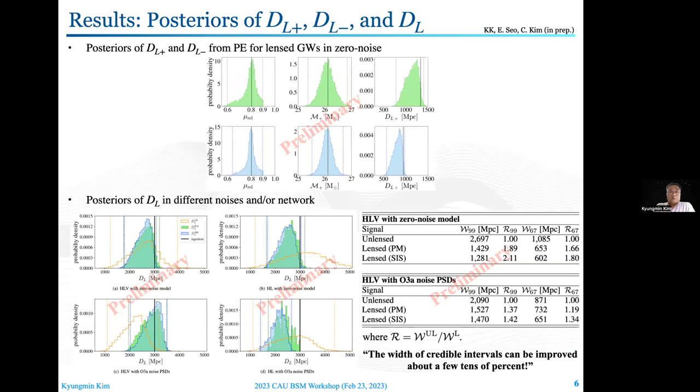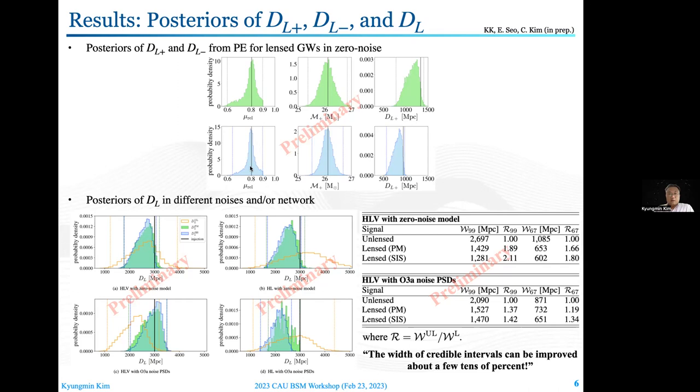So let me show you the result. Here is the posterior of those two apparent luminosity distances and the original luminosity distance to the source. The first result shows the posterior of those apparent distances for the two lensed gravitational signals. And then the leftmost panel shows the posterior of the relative magnification factor, and our parameter estimation correctly infers the true value.